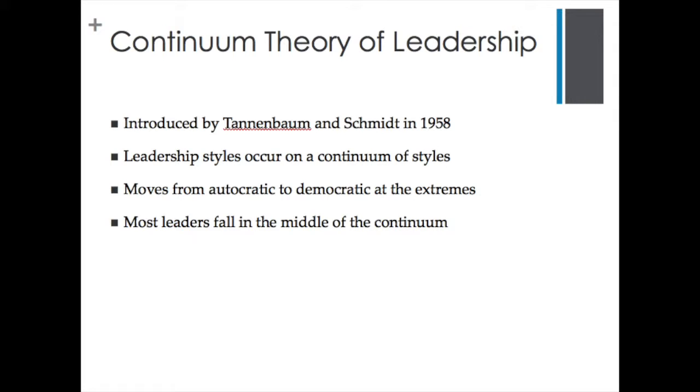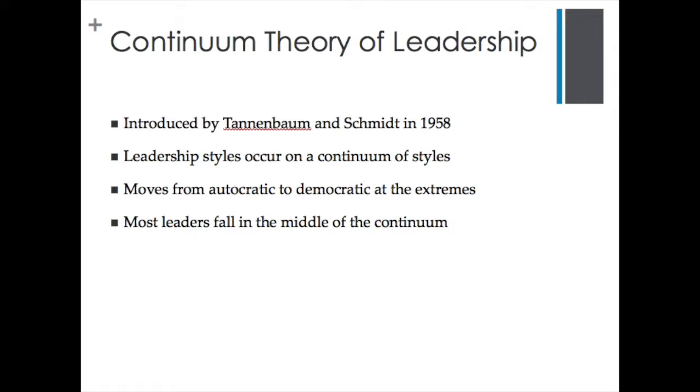The second theory we're going to look at is the continuum theory of leadership. This theory was introduced by Tannenbaum and Schmidt in 1958. They proposed that leaders fall along a continuum of styles from autocratic to democratic, and that in practice, most leaders are somewhere in the middle of the continuum. Based on that theory, a model was developed to better determine where a leader falls along the continuum and explain the relationship between the leader and his or her subordinates.